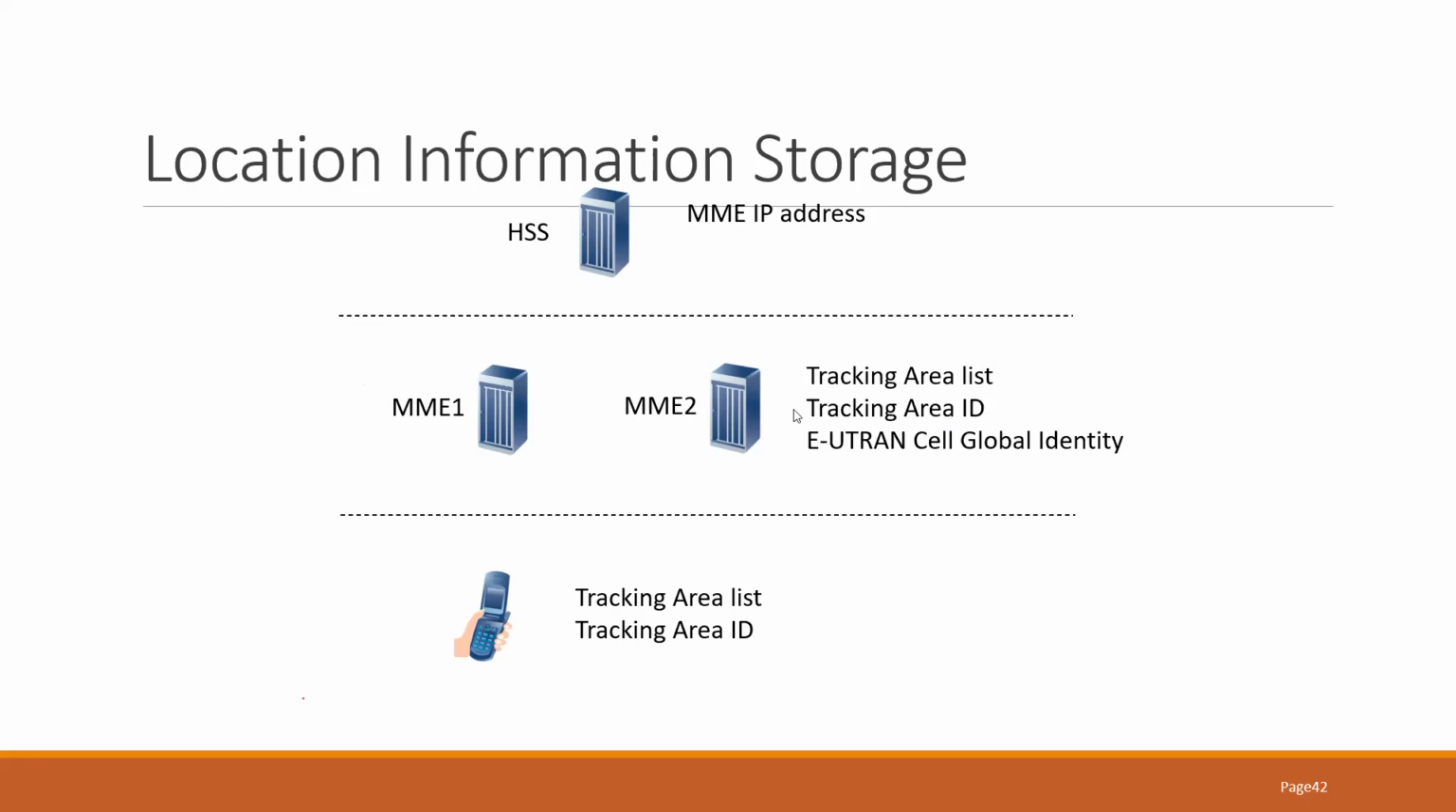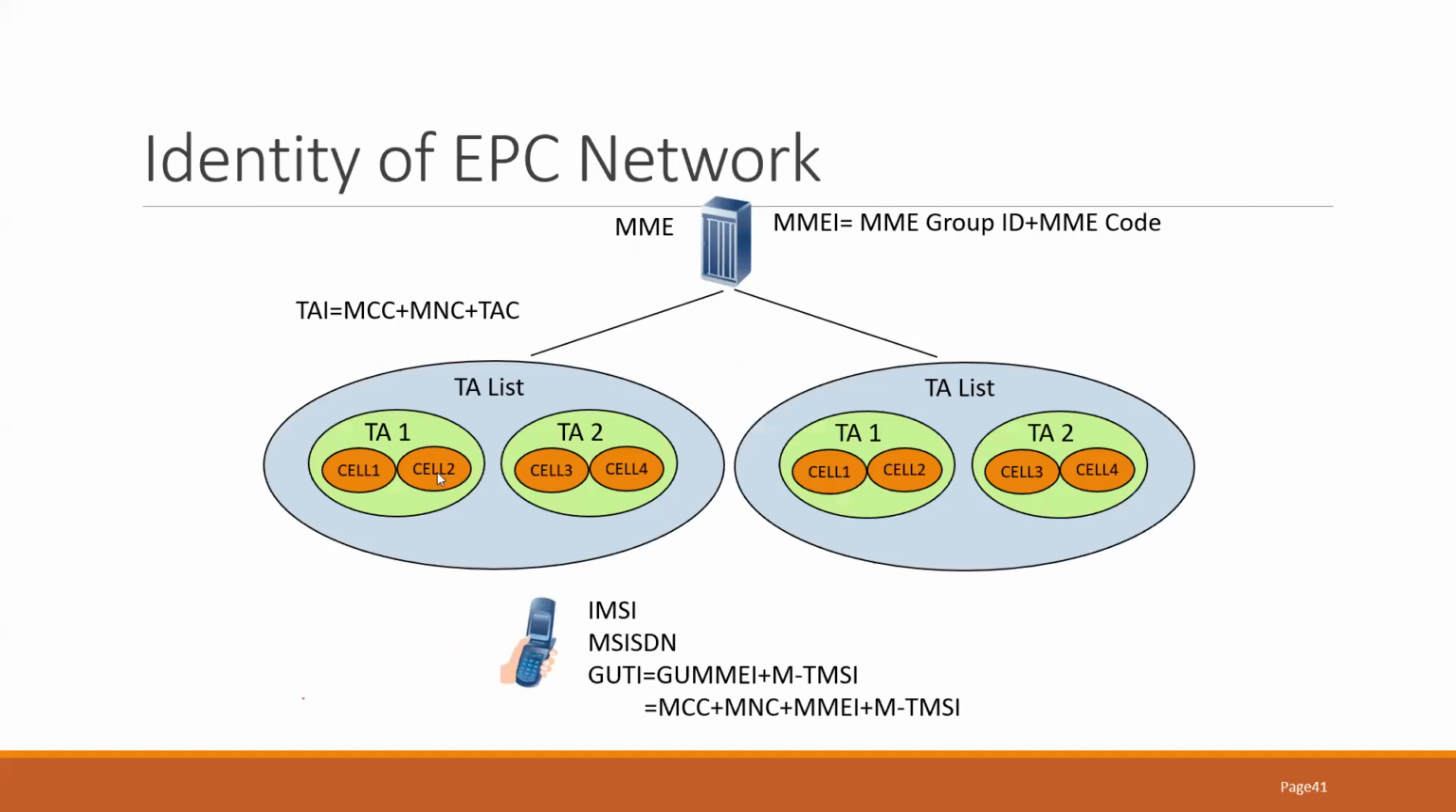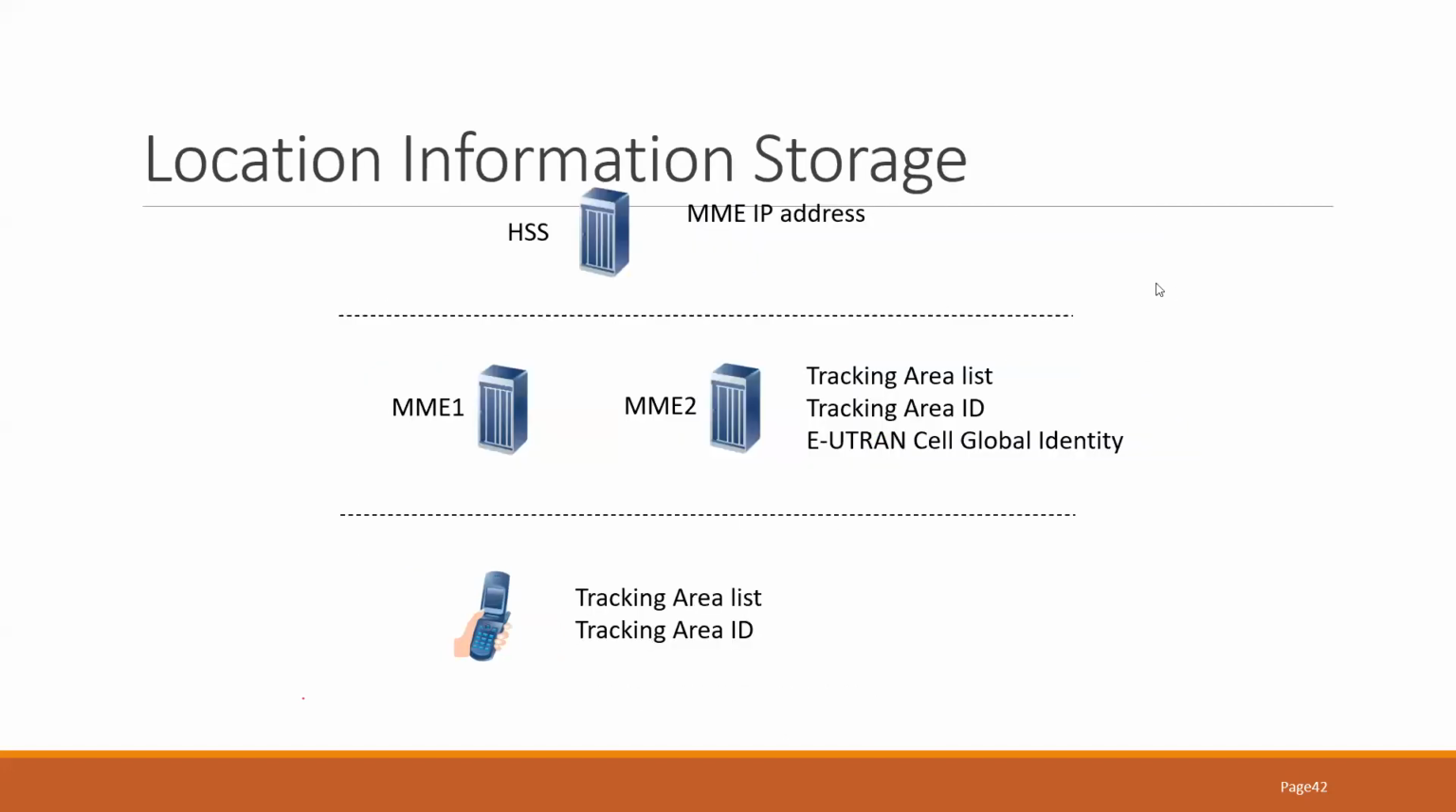It will have a tracking area ID as well, and an EUTRAN CGI, the cell global identity, which is your cell level information. All these three pieces of information about the location are stored in the MME.